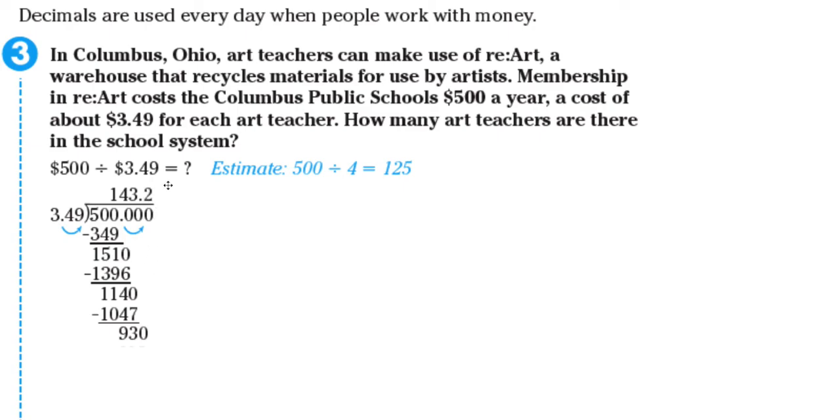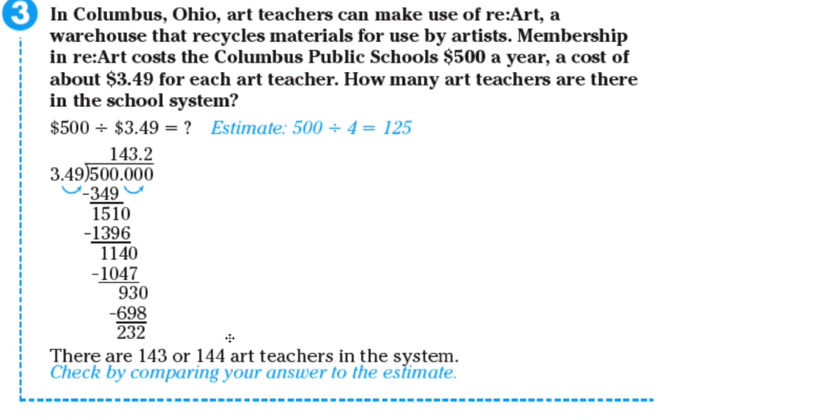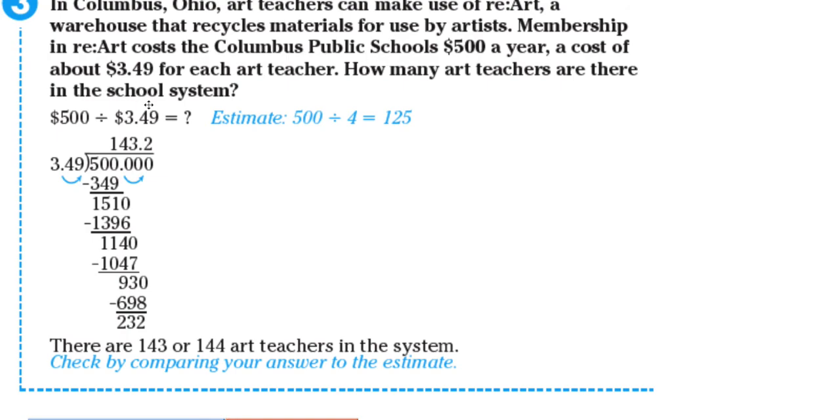Okay, and how many 349 is going into 930? That would be 2, which would have a product of 698. Okay, so we have 698, and subtract that, we end up with 232. Okay, so after this, we stop our division because it's just asking how many art teachers there are in the school system. So we need to round to the nearest ones place, and in order to round to the nearest ones place, we only have to divide to the tenths place.